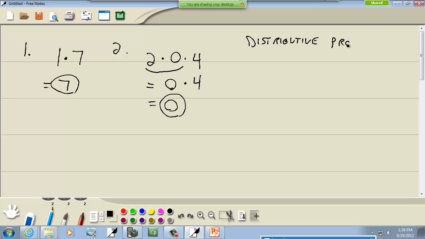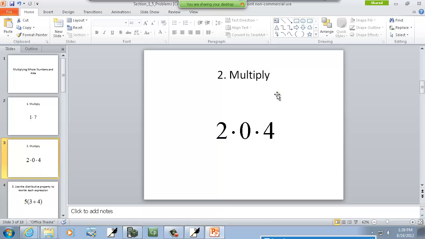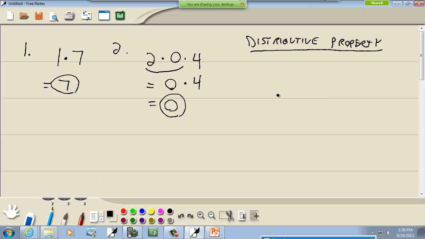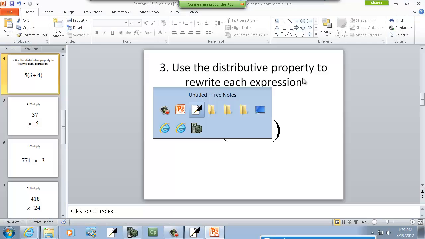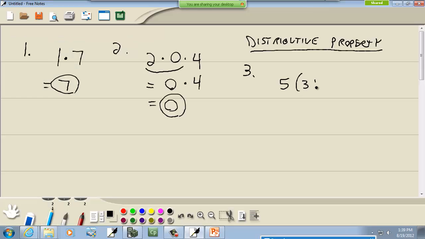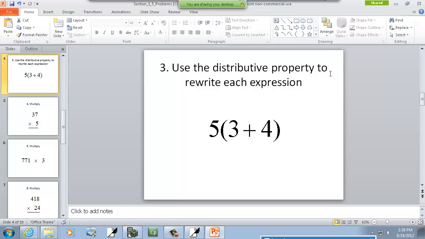Now the next problem shows the distributive property. And it's best shown by an example instead of trying to write it out. So we got 5 times 3 plus 4. Now they're not actually asking us to simplify this or anything. All they say is use the distributive property to rewrite each expression.